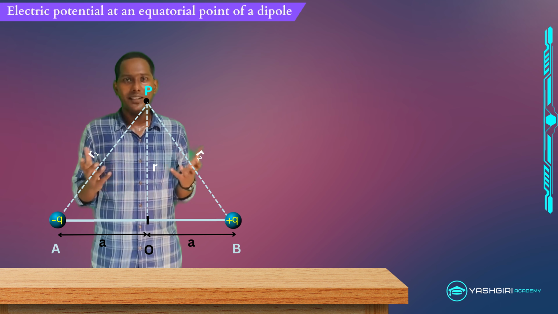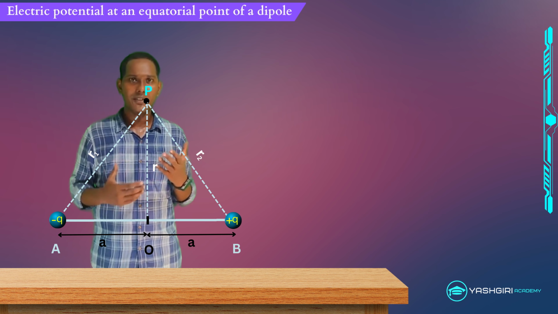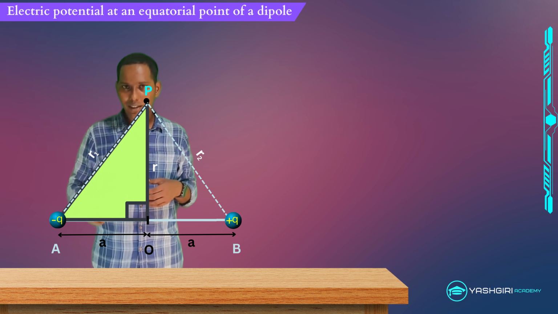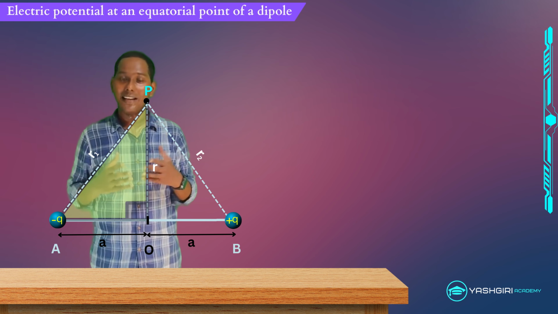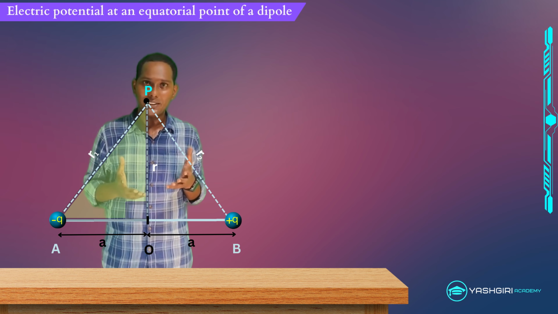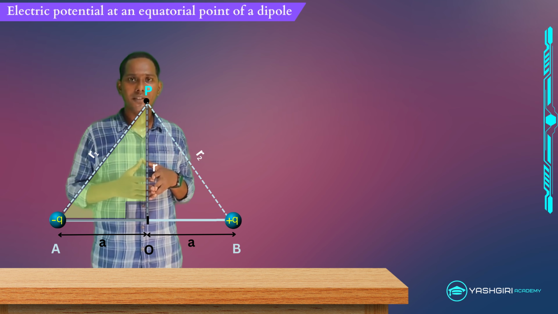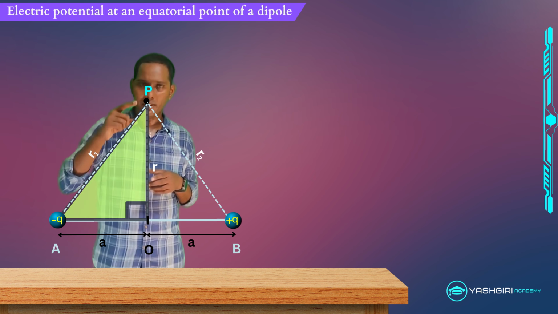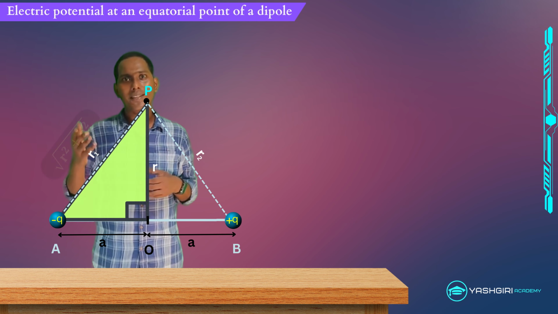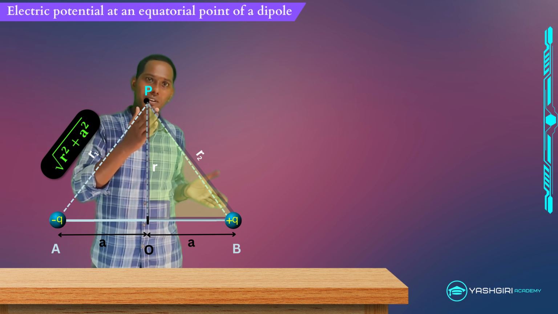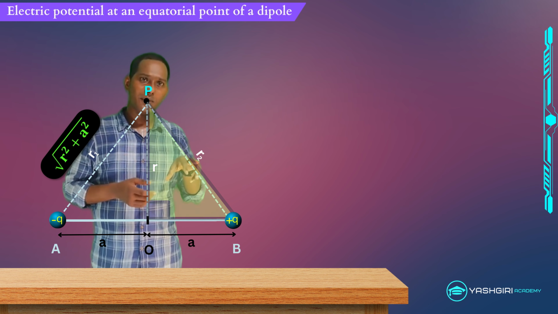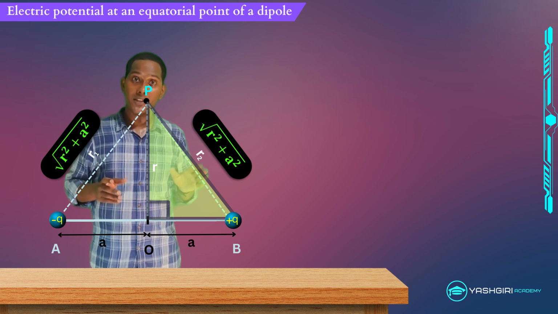Now this is again very simple. If you just see, students, here I'm having a triangle forming. So if I want to get r1, I can apply the Pythagoras theorem. When I apply the Pythagoras theorem, this side, that is AP, I can write as the square root of r square plus a square. The same way, here in this case, r2 will be the same. It will be the square root of r square plus a square.